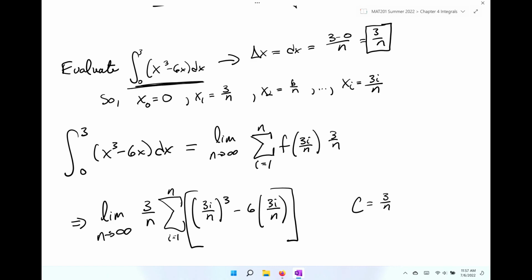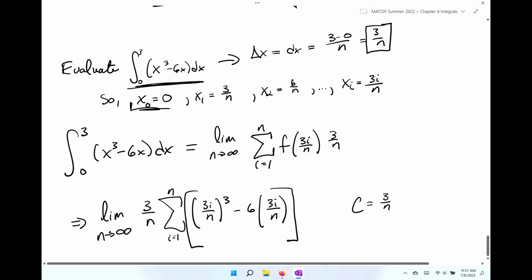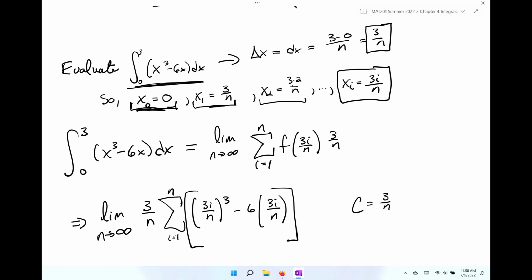So when you think about this, your first rectangle is going to be at 0. Then your next rectangle is going to be at 3 over n. Then your next one is going to be at 6 over n, because 3 times 2 is 6 over n. And if you keep doing this, we come up with this right here, where xi, in other words, any right-ended rectangle that we want to draw, is going to be located at 3i over n.